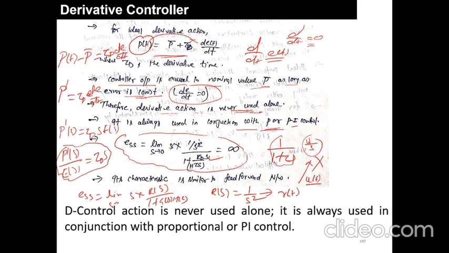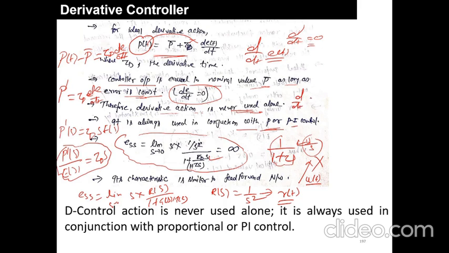Can anyone tell me why we have not taken u(t) here? We have taken r(t), the ramp function. Why are we not supplying a step input in the case of the derivative controller generally? Anyone? Because if we use a step input, then we'll get an impulse. Very good.